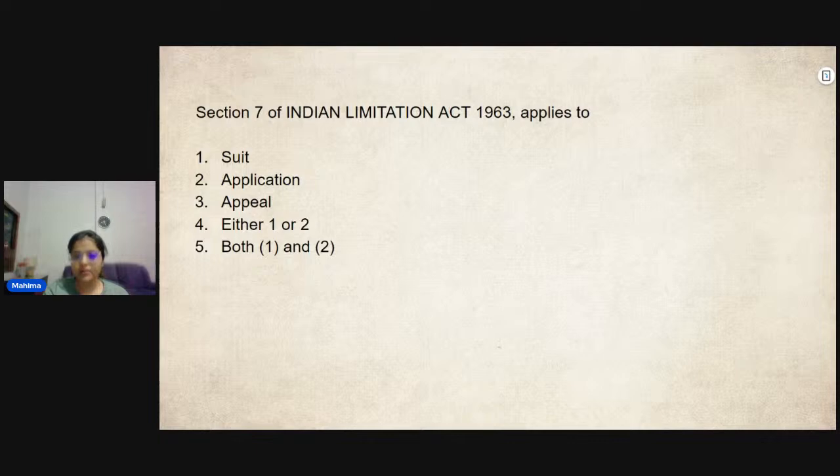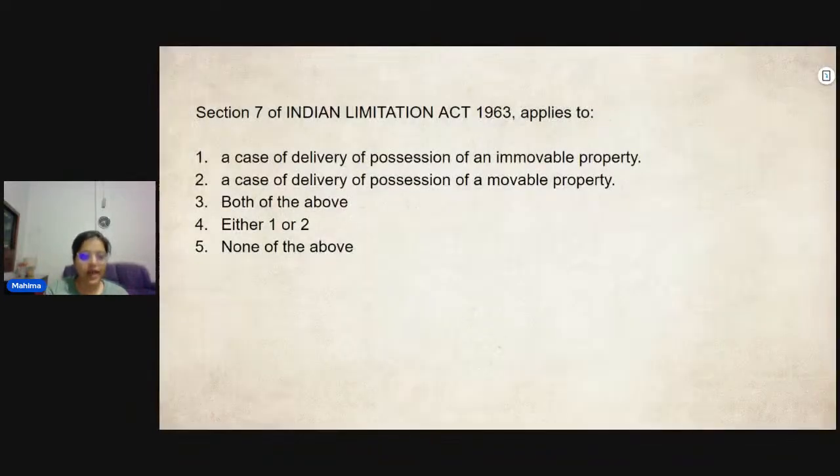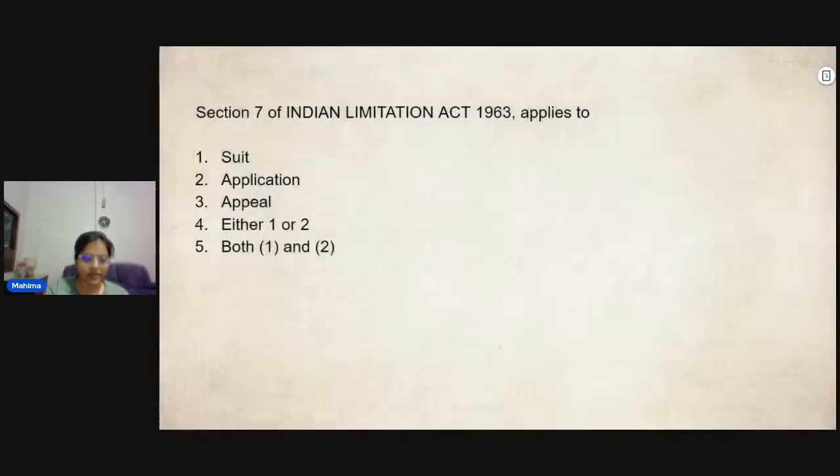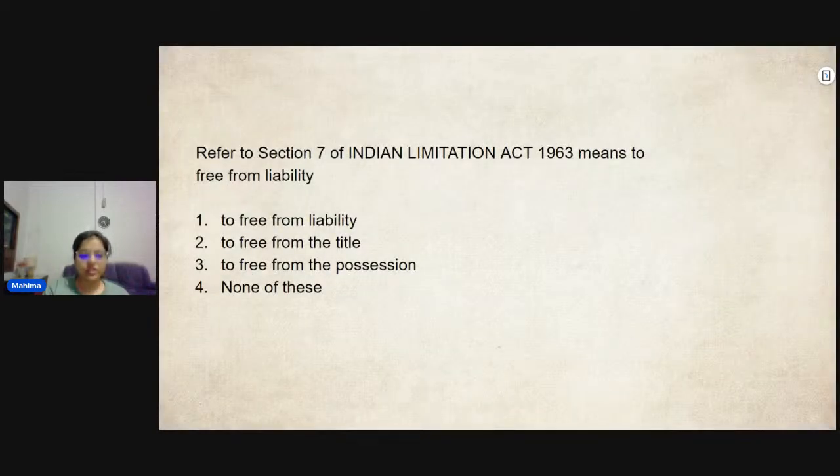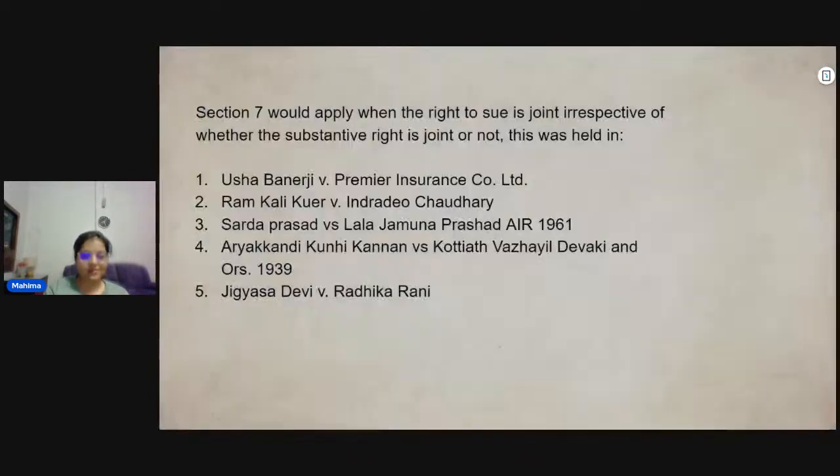It says the section applies to discharge from every kind of liability, including a liability in respect of any immovable property, any kind of liability. Yes, so the correct answer should be both immovable and movable. It can be either one or two. Every kind of liability, yes, it includes movable and immovable. Section 7 of the Limitation Act means to free from liability. This was the answer mentioned.